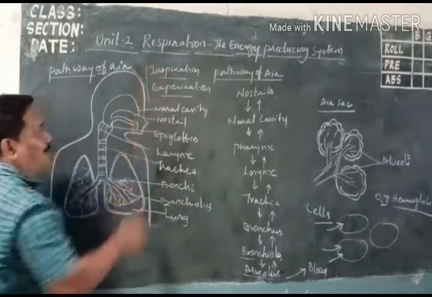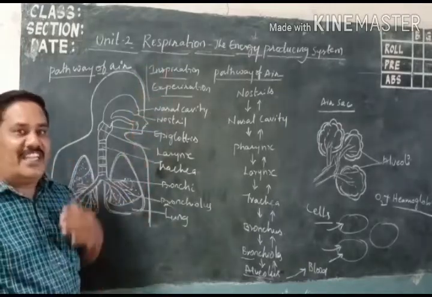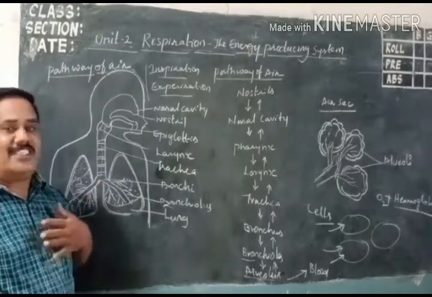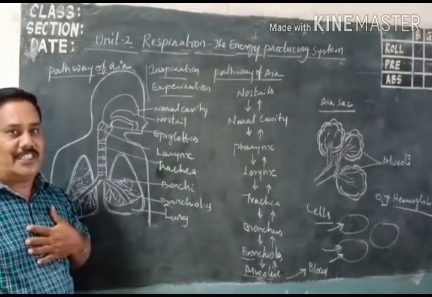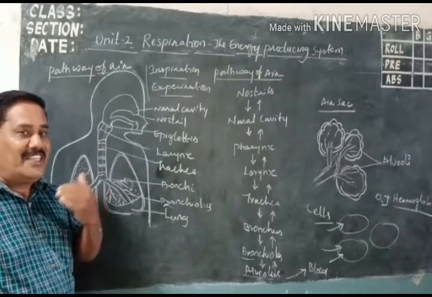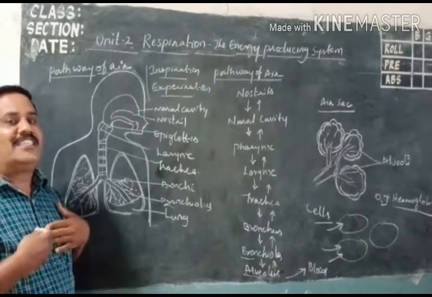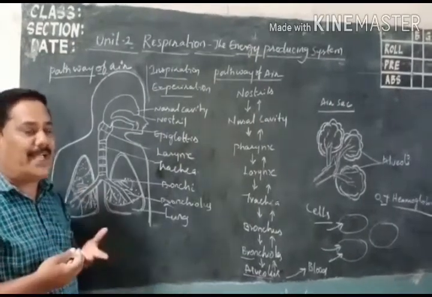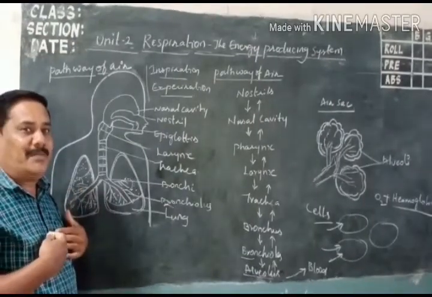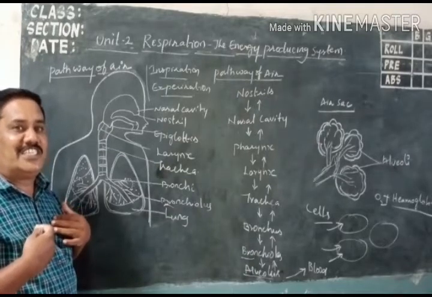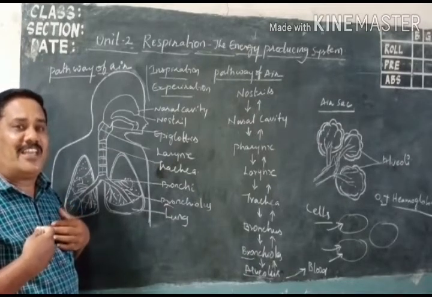I told you there are two stages of respiration: one is inspiration, another is expiration. During inspiration, observe your chest cavity. When you breathe in, what happens? The chest portion expands. Why does it expand? The air pressure increases in the chest cavity. Why is the air pressure increased?